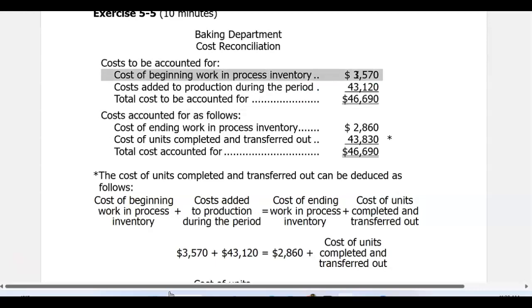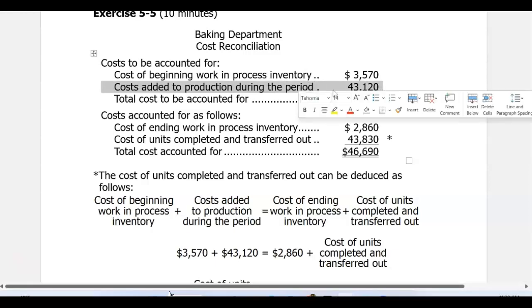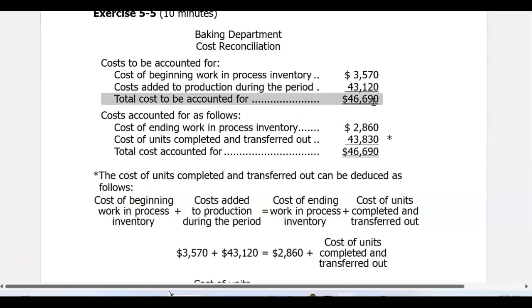So cost at the beginning, we know is 3,570. It's given to us. We add 43,120 worth of material and conversion cost. So the total that we need to account for is 46,690. We know we are looking for that much money because we entered that into the production. Now we look at the ending work in process inventory, and it says 2,860, right? And then how much is completed and transferred out?